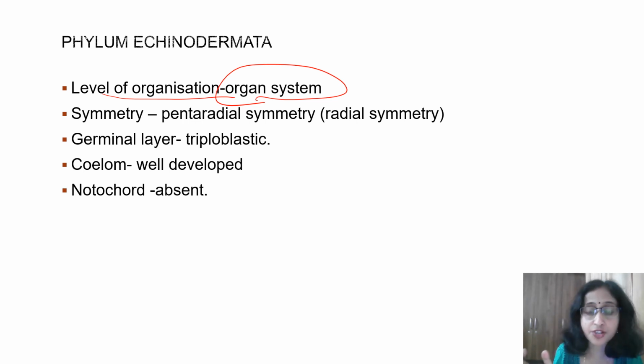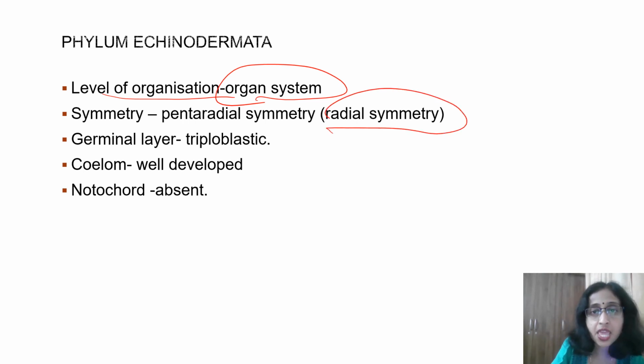Next comes the symmetry. Their body has pentaradial symmetry, so we can say they all have a pentamerous body, that is, 5 arms. As they have 5 arms, they have pentaradial symmetry. It's a form of radial symmetry only. Now next comes the germinal layer. So what is the germinal layer?